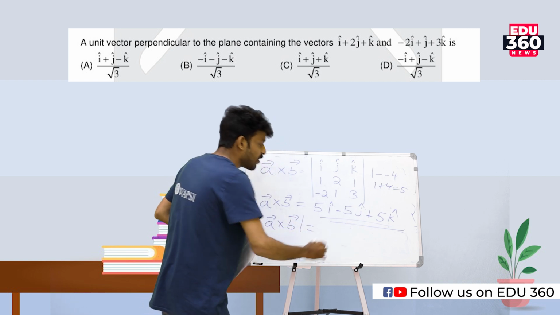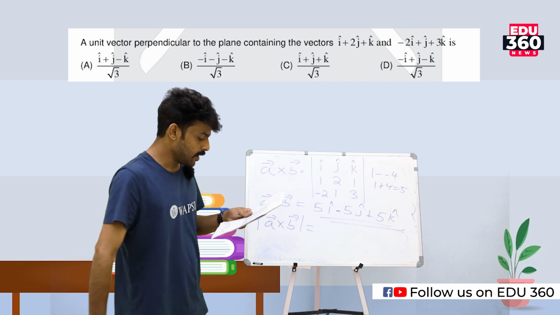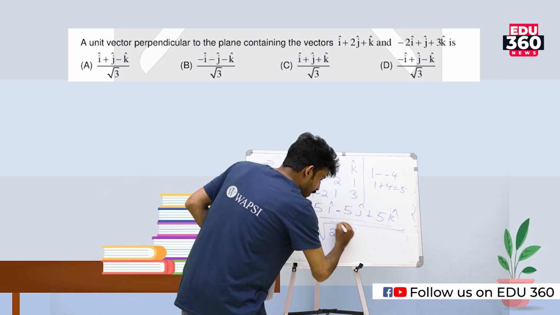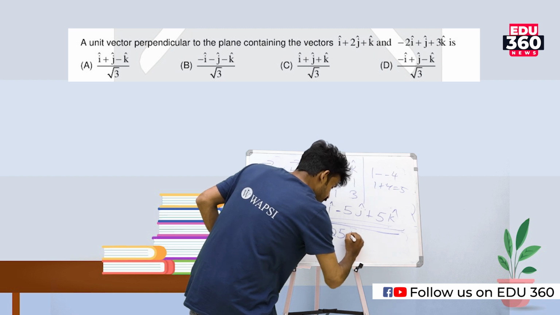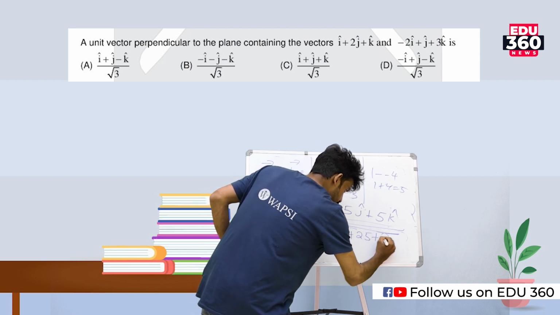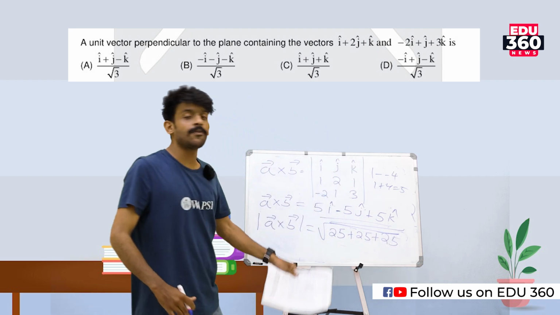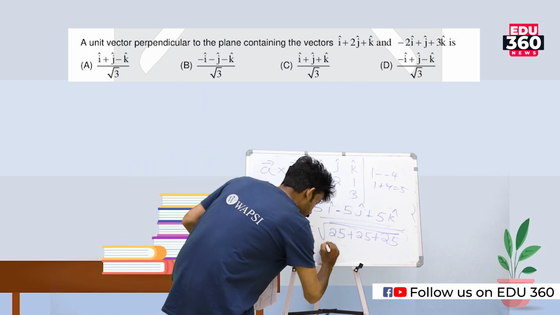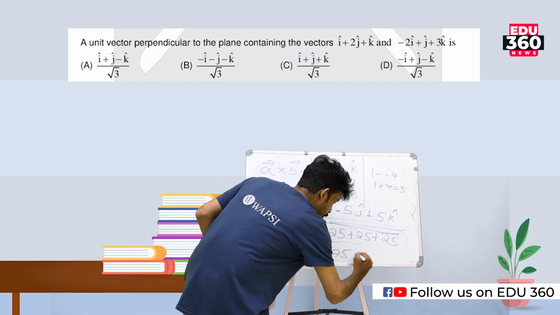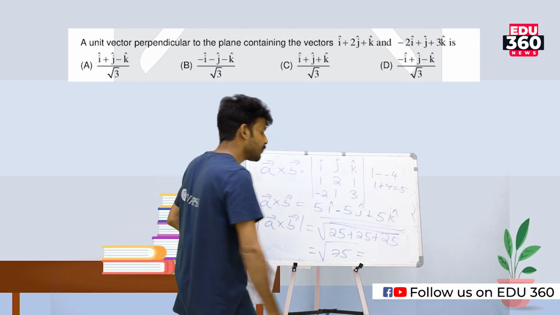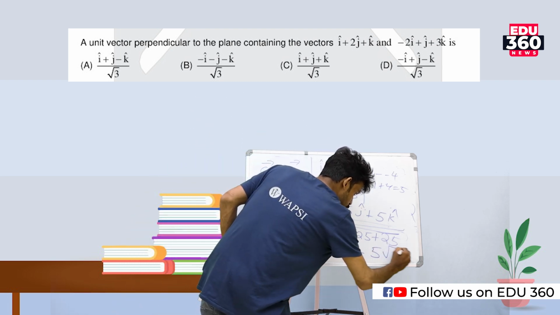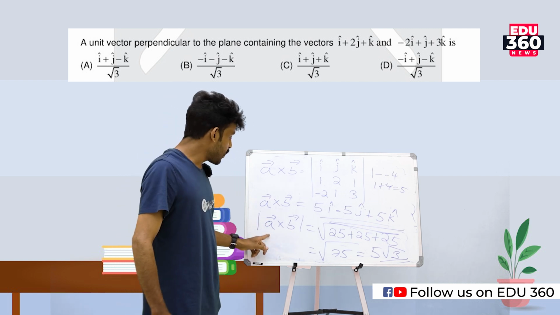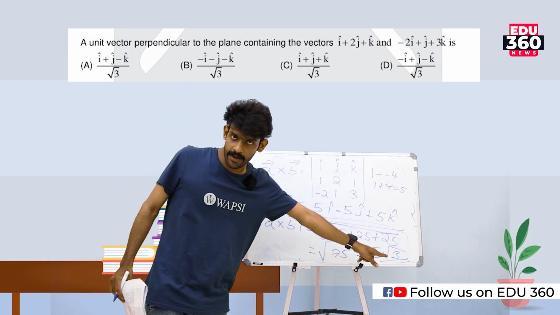The modulus means we need to find the square. So that means 5 square, 25, plus 25 plus 25. So 25 plus 25, 50. 50 plus 25, that is 75. So we can write it as root of 75, and root of 75 we can write as 5 root 3. That is the modulus of A vector cross B vector. The value is 5 root 3.